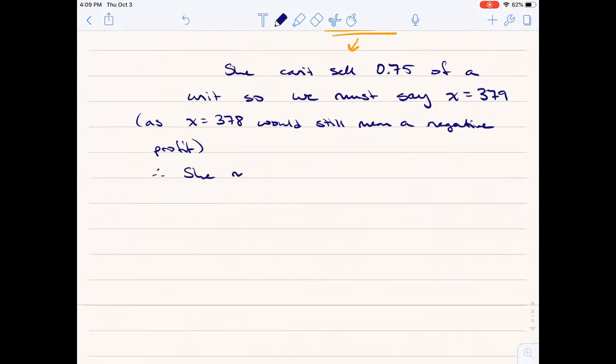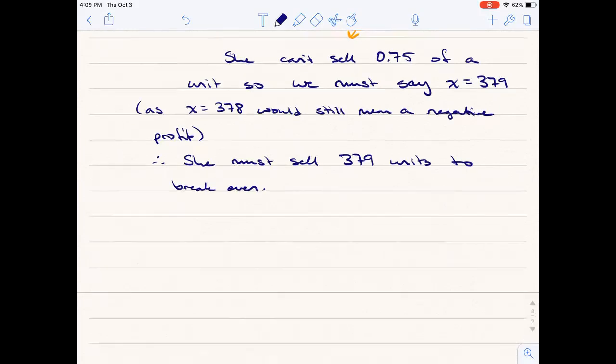Therefore, she must sell 379 units to break even. It's a lot of milk carton openers. Seems kind of useless, but maybe. Any questions about that one? Okay.